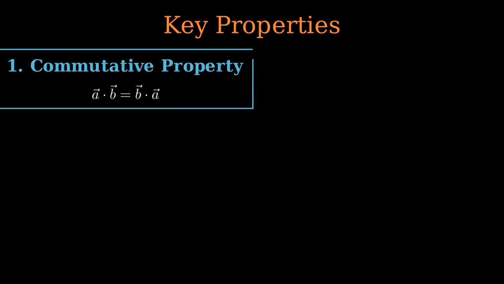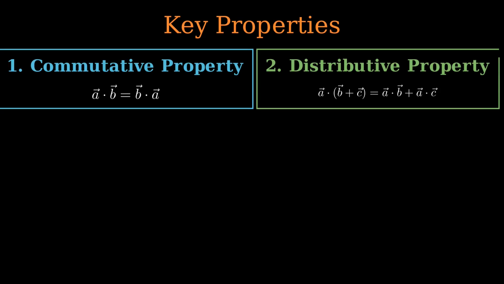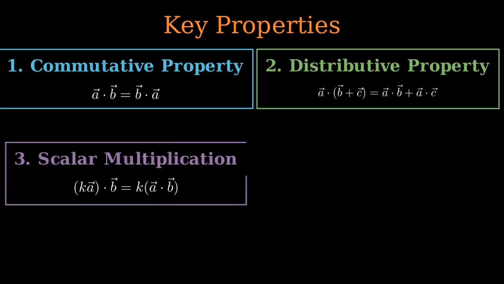Property 1, it's commutative. Vector A dot B equals vector B dot A. Order doesn't matter. Property 2, it's distributive over addition. You can distribute the dot product across a sum of vectors. Property 3, scalar multiplication can be pulled out. If you scale a vector, you scale the result.